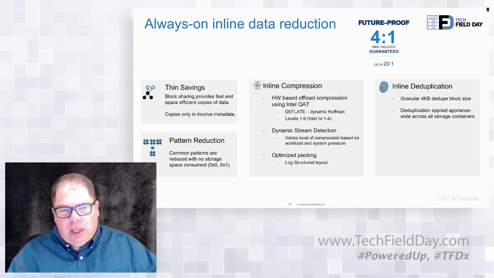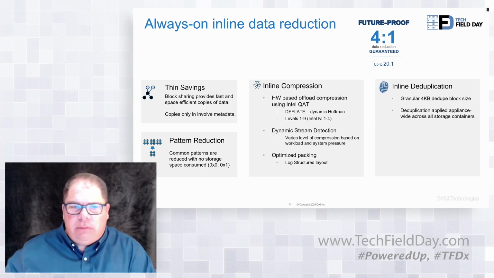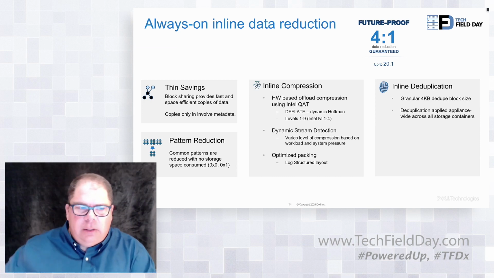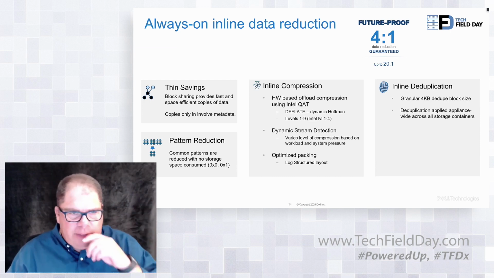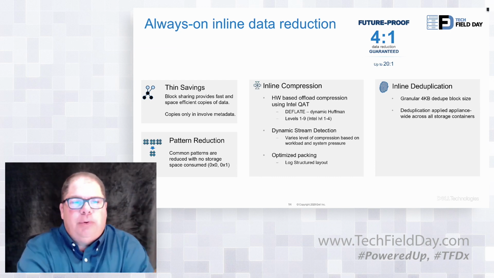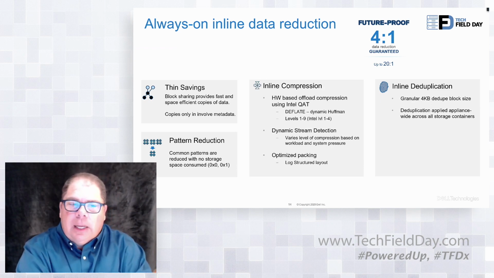So as soon as a write comes into the system, we run through the data, and at that same time, we have the ability to detect well-known patterns and store them without having to store copies of that data on the back end. So those are the first 2 forms of data reduction. Compression and deduplication are always on and they're inline.